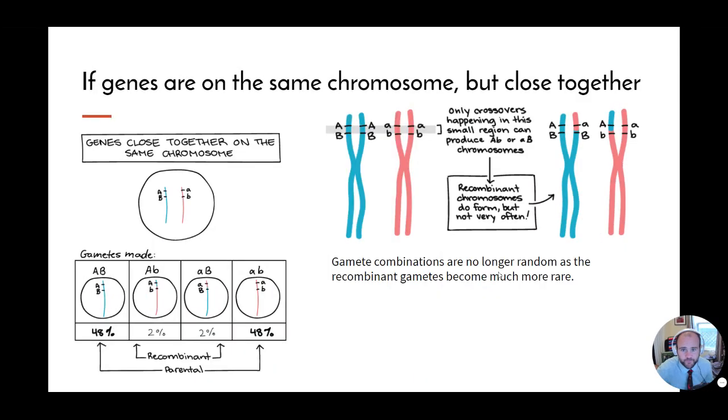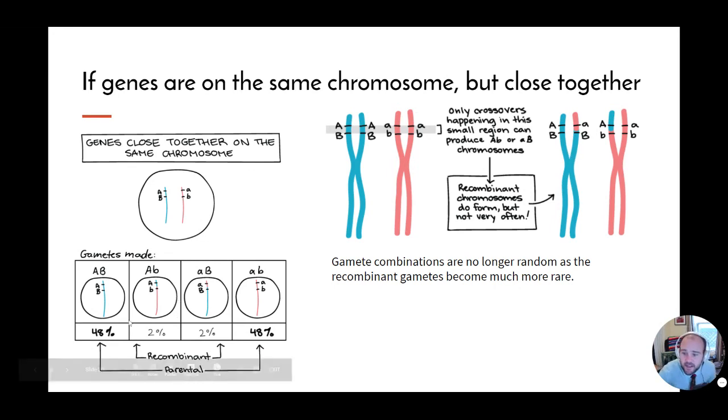However, if they're really, really close, the recombination, or remember crossing over, another word for that is recombination, is going to be really, really rare between those two. It's not going to happen very often. Maybe that's going to happen here or here or here. It's not going to happen right in between those two letters.